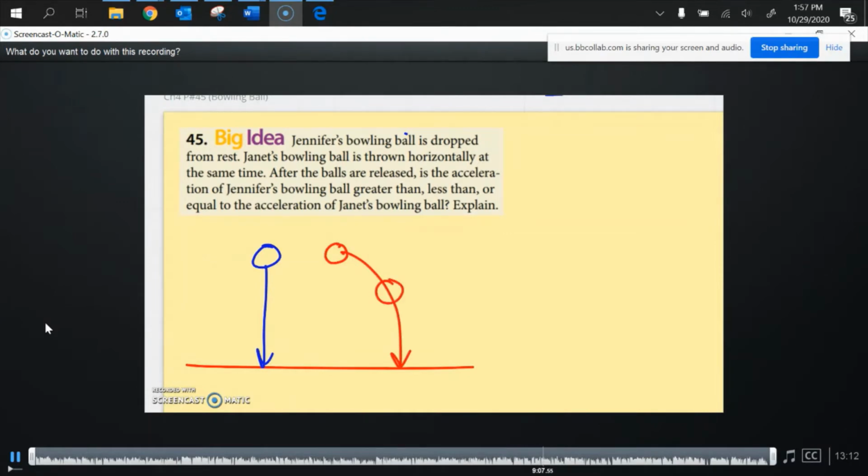Now, if you took the ball at any moment and you did the free body diagram for it, remember this is the forces, the only thing you'd see on either one of the balls is gravity acting down. And because gravity is the only force acting on it, that means the acceleration is going to be the same. And that's why they end up hitting at the same time. So acceleration is going to be equal for both of the balls.